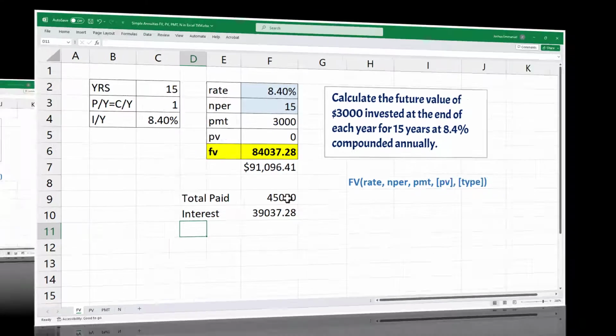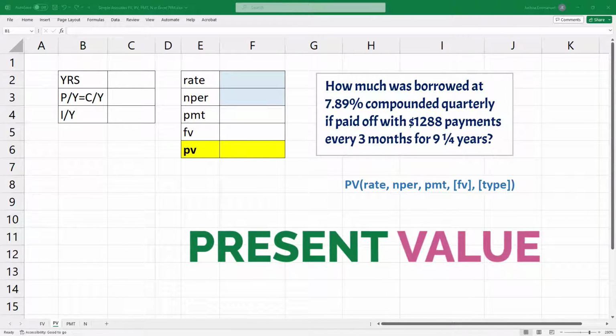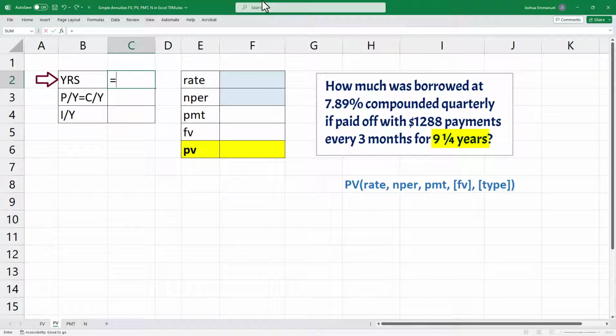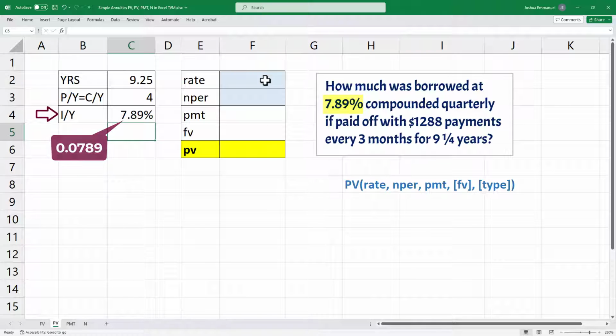Next, we compute the present value of a simple annuity. How much was borrowed at 7.89% compounded quarterly if paid off with $12.88 every 3 months for 9 1/4 years? For the 9 1/4 year, we can type equals 9 plus 1/4. Enter. Payments are made every 3 months, that is quarterly. Interest is also compounded quarterly, so PY and CY are both 4. The nominal interest rate is 7.89% or 0.0789.